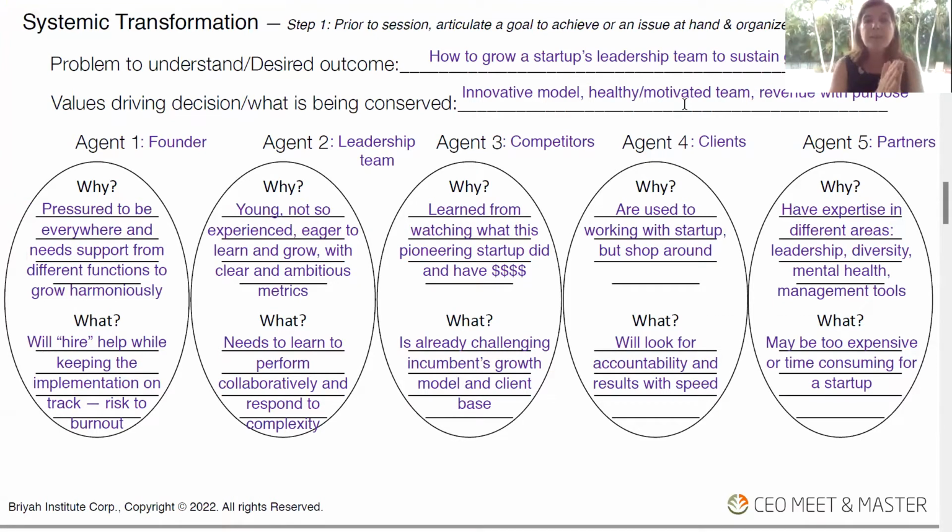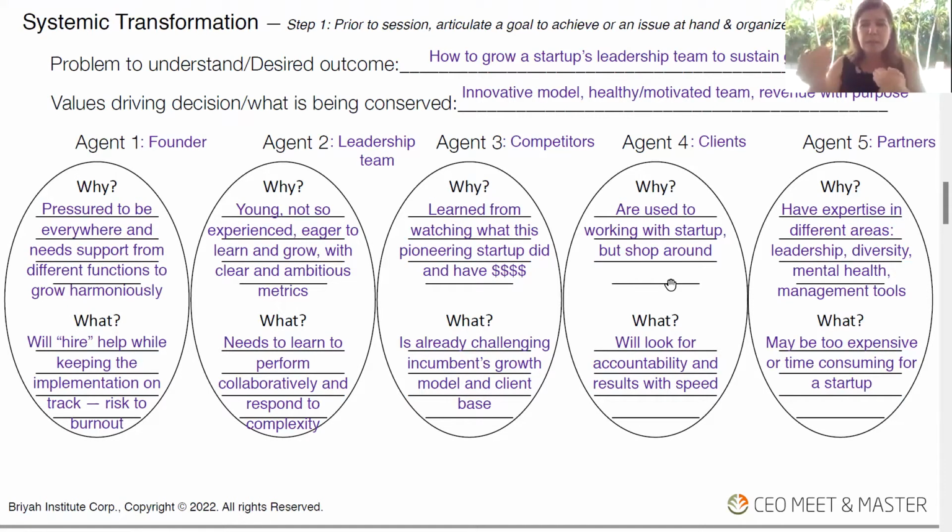So this is a startup that is growing and needs to also grow the leadership team, prepare them for growth and have sustained growth. They want to conserve their innovative model. They want to continue to motivate the team, but in a healthy way. And they want to pursue revenues with purpose. Those are the things that the startup wants to conserve while they are growing their business and growing their talent base.